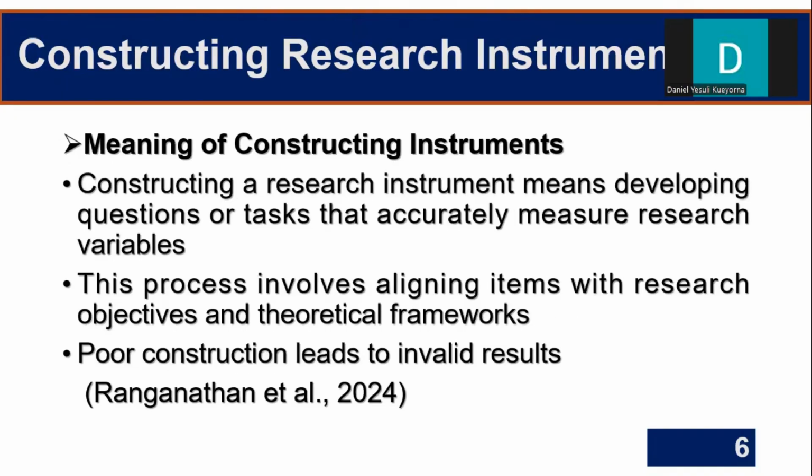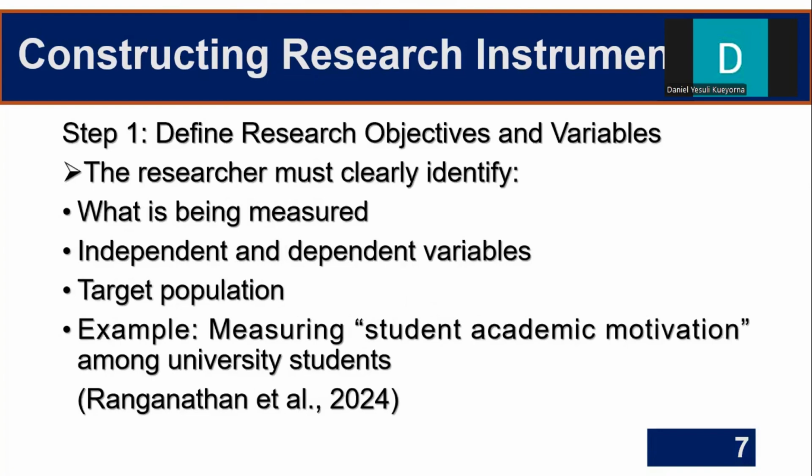Okay, so let's now look at constructing research instruments. What is constructing research instruments? We are saying that constructing a research instrument means that you are going to develop questions or tasks that accurately measure the research variable. So you are going to develop questions that will help you measure the variables that are involved in your research. And the process involves aligning items with research objectives and theoretical frameworks. When you have a poor construction of the research instruments, it is going to lead to invalid results that will not bring good findings for you.